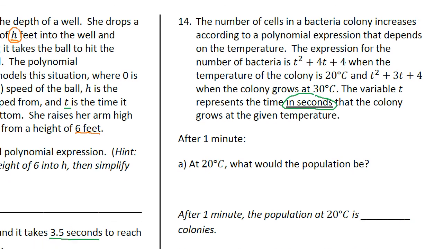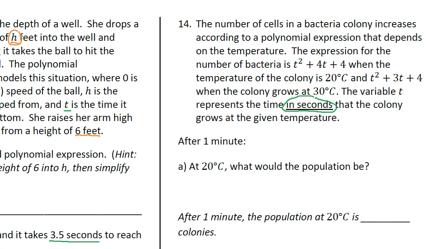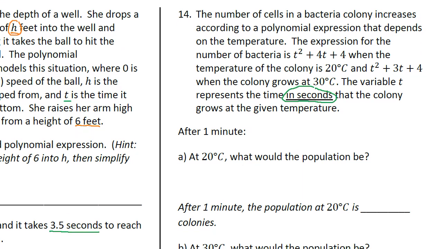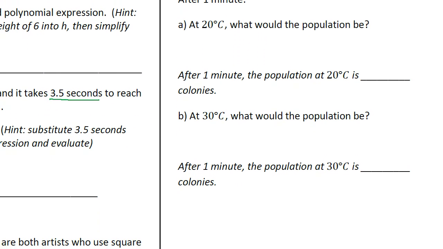And then here, what's the population at 20 degrees? That'd be a certain polynomial you would use from your equation or from your question. And then if it's 30 degrees, you use the other polynomial and you figure it out.